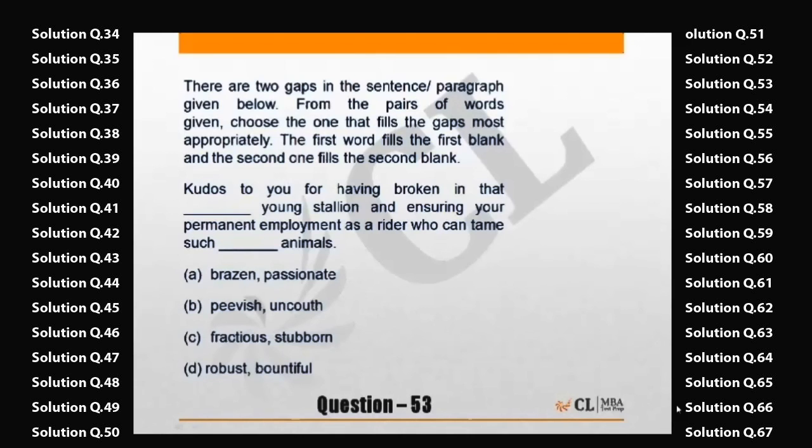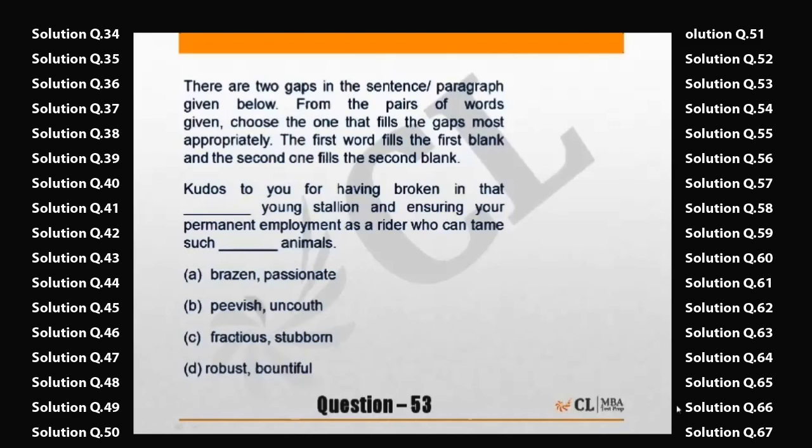The text reads, "Kudos to you for having broken in that, blank, young stallion and ensuring your permanent employment as a rider who can tame such dash animals." Now, the phrases breaking in and tame, along with the use of the word stallion, present a picture of a young male horse being trained. So it's obvious that both the blanks will need words which are synonymous or mean the same and describe the nature of a wild, untamed young horse.